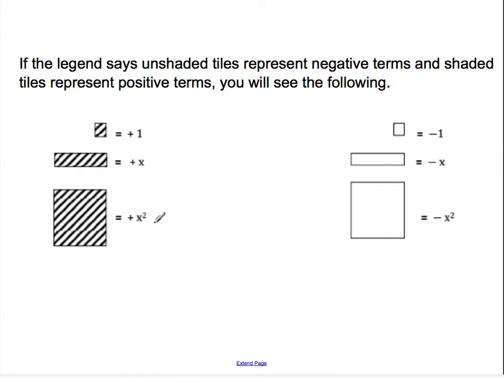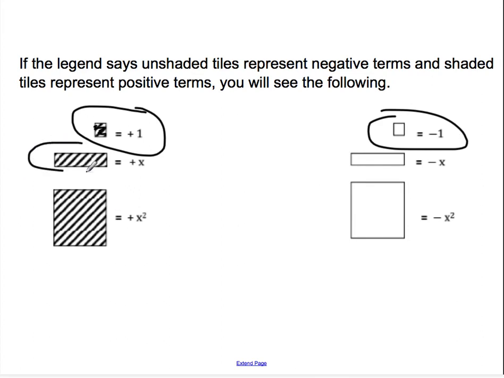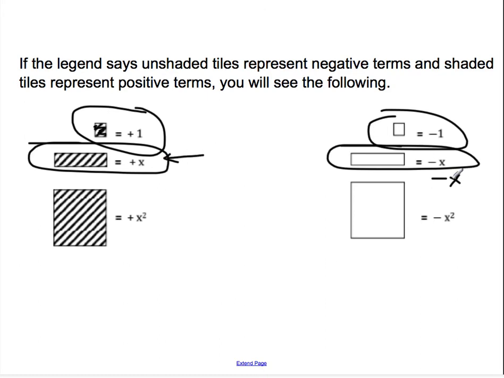Okay? So you have dealt with this in grade 7. Here they're saying that the shaded ones are positive 1 and the unshaded is negative 1. You've also dealt with these, the variable tiles, in grade 7. However, now we have a negative variable tile. So we have a positive variable tile, which you saw in grade 7, and now you have a negative variable tile. That could have been taught in grade 8, I'm not quite sure. But in grade 9, this is new.